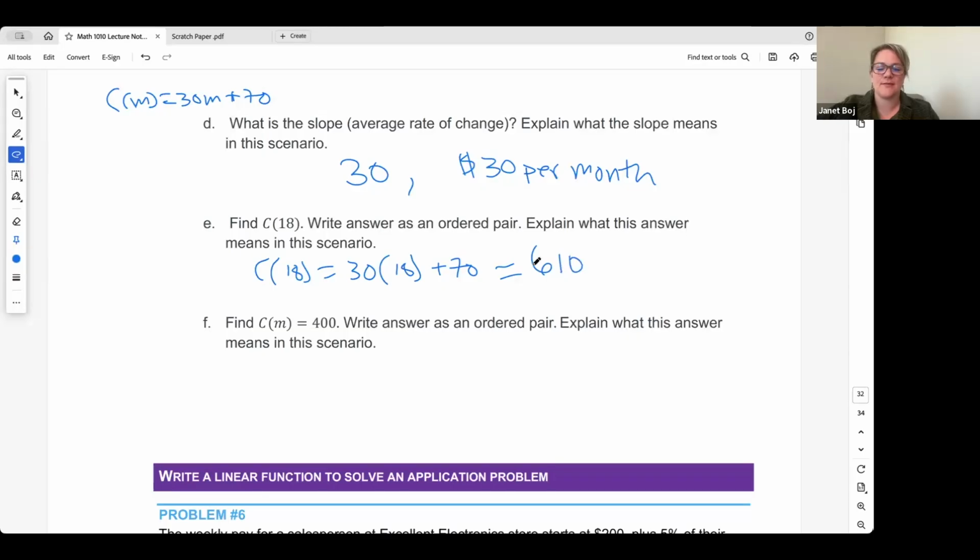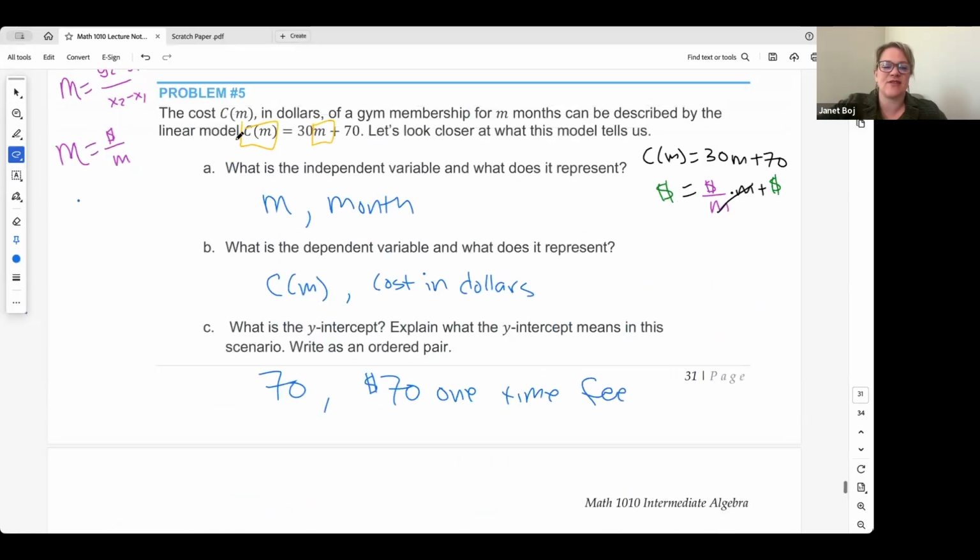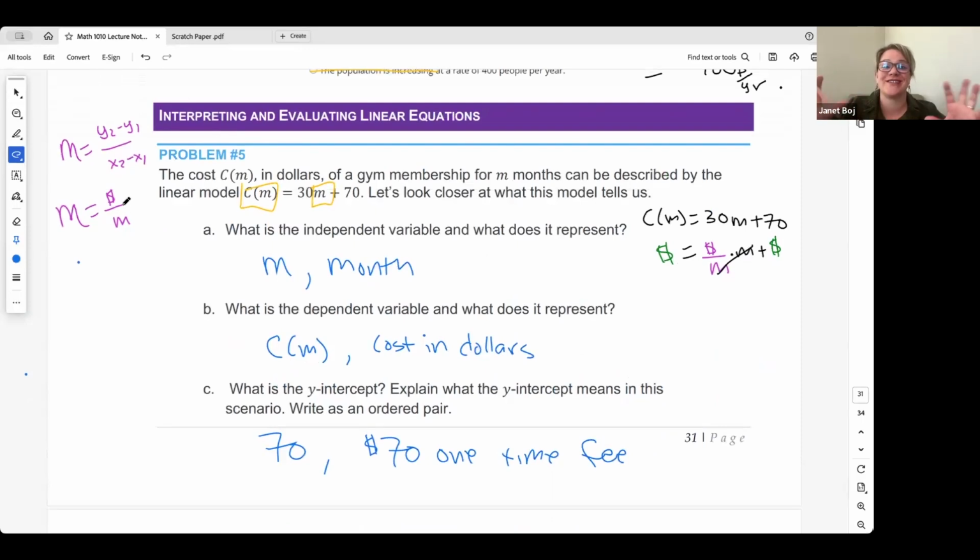What does that mean? Explain the answer and write it as an ordered pair. My ordered pair is the x value, or the m, is 18, and that y value, or C of m, is 610. What does this mean? This means after 18 months, I pay $610. If you know your units from the very beginning of this problem, you can just dissect everything else. The slope is where it's at.